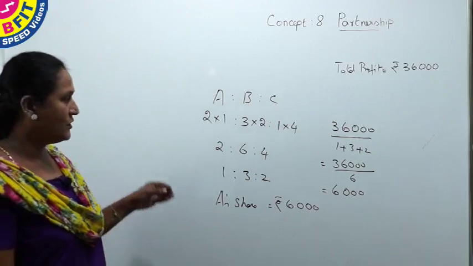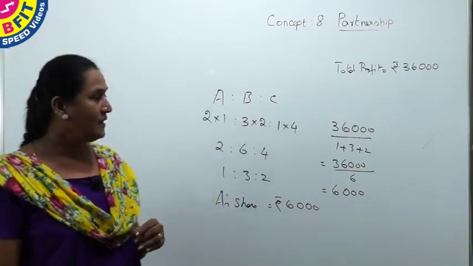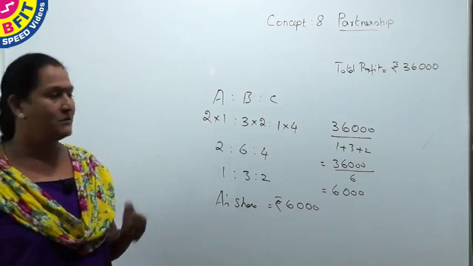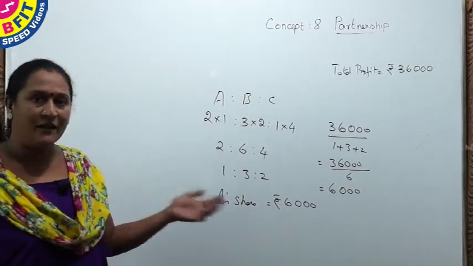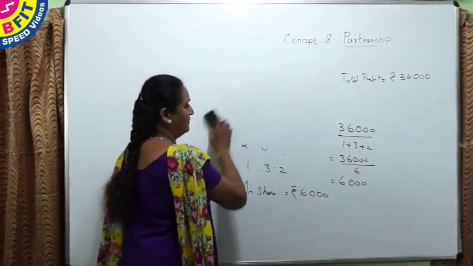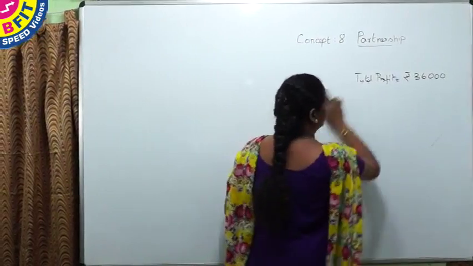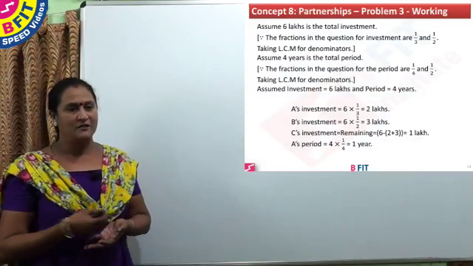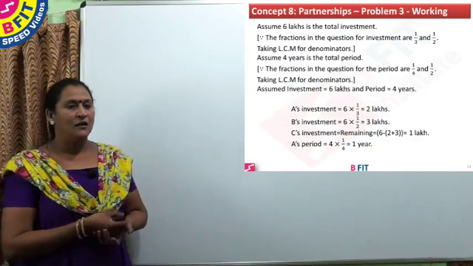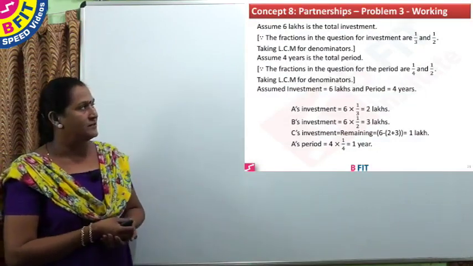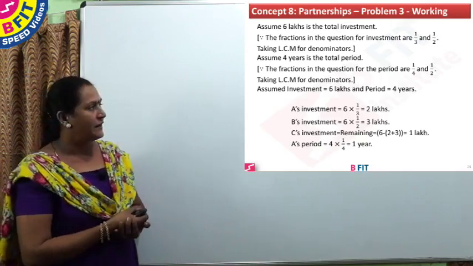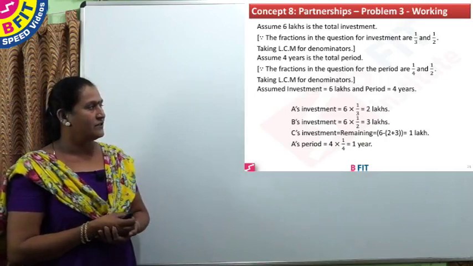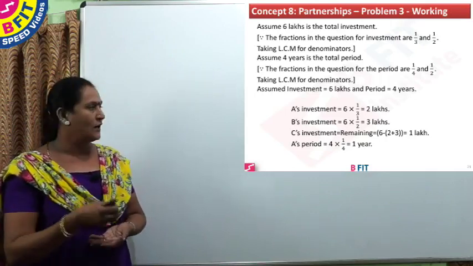So in this question, instead of taking parts, we have assumed some value as investment and some value as a period for our convenience. And that is got by taking the denominator LCM as total investment and total period, and we have made the working simple. Here the working is, we have assumed that 6 lakhs is the total investment, that is the denominator LCM for 3 and 2, and total period is 4 years, that is the denominator LCM for 4 and 2 is 4. And from this we have arrived at A's investment and period. So A has invested 2 lakhs for 1 year, B has invested 3 lakhs for 2 years, C has given the remaining, that is 1 lakh for the whole period.